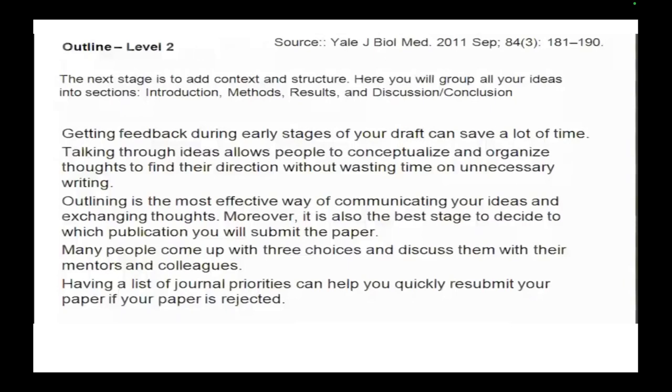Even if it is rejected from one journal, you don't have to think now about which journal to submit to, because you have already chosen a list of 3 to 4 journals. First aim for the high impact factor journal, depending on what type of work you have done and how much work you have done. According to that, choose 3 to 4 journals, and from your list, first target the high impact factor one and then the others if it is rejected.